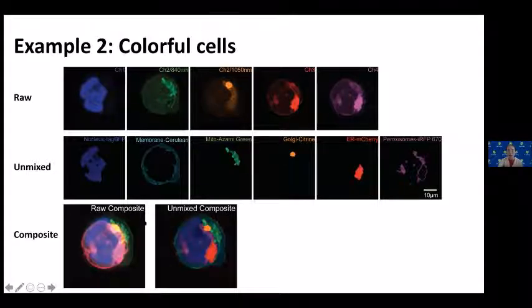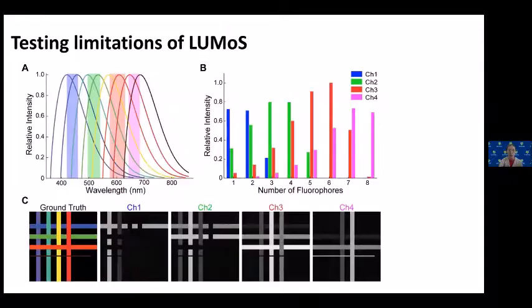And this is the ultimate result of the composite, which we can see that all the signals are very specific in each of the compartments of the cell. So this algorithm performed very robustly on those images that have more fluorophores than our detection channels.